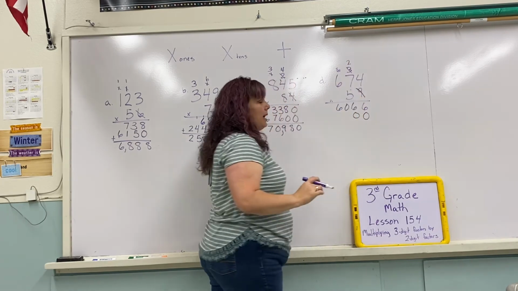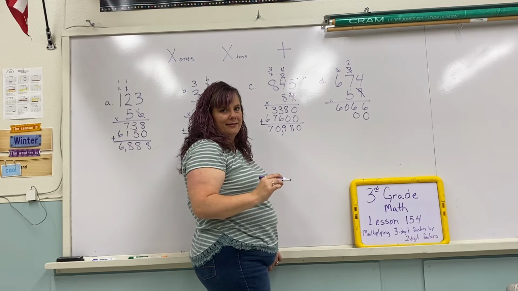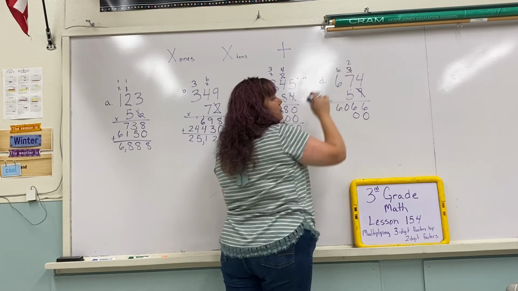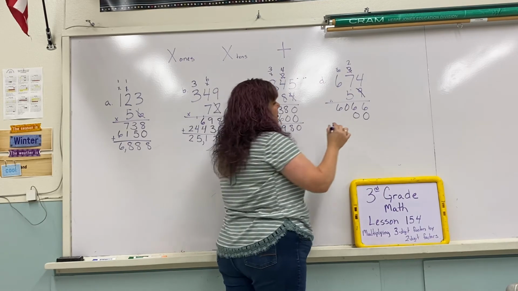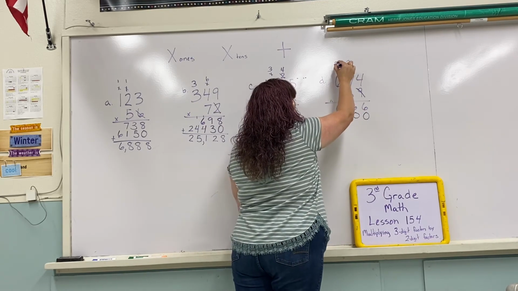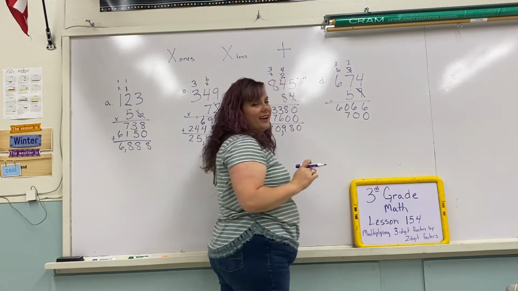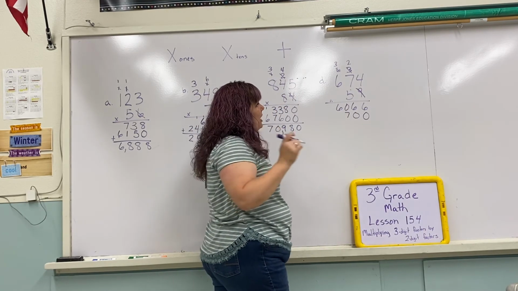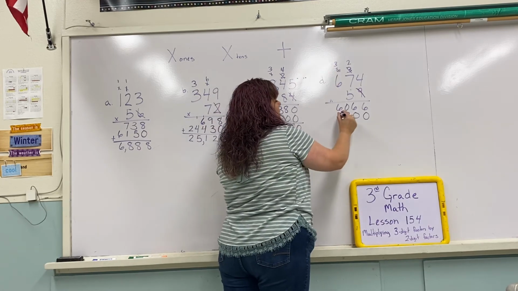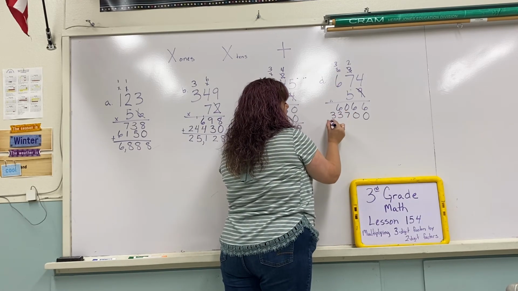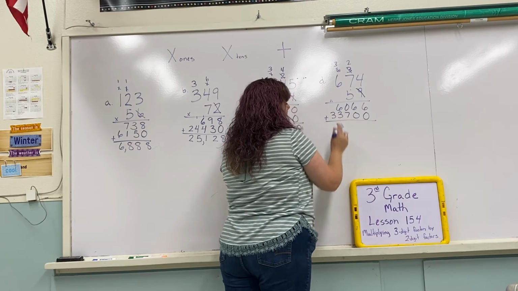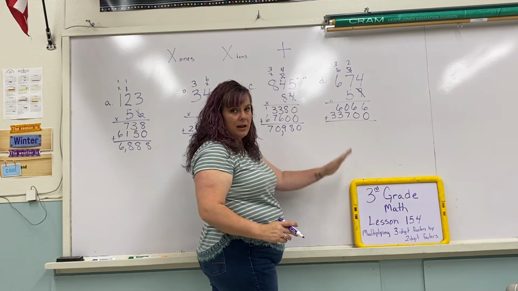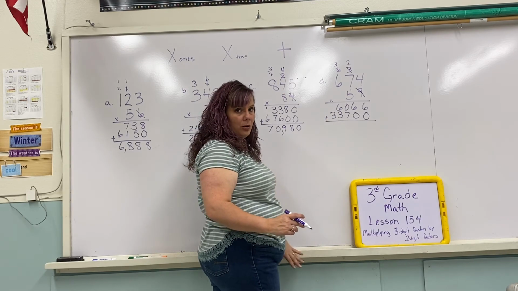7 times 5 is 35. Plus 2 is 37. 6 times 5 is 30. Plus 3, 33. Okay, now we're going to add them. Did you remember nice, neat columns, straight in a row, neat numbers, keeping your numbers straight in a row?